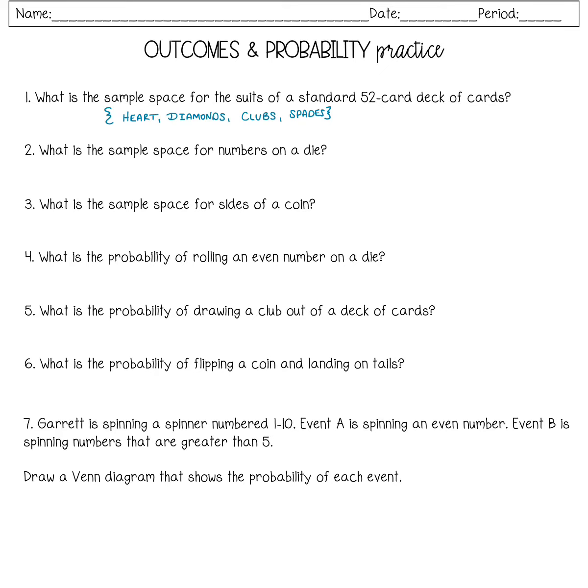Sample space for numbers on a dice. Thank you for not calling it a number cube. So 1, 2, 3, 4, 5, or 6. Sample space for sides of a coin. Heads, tails.